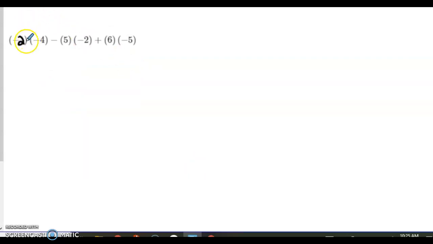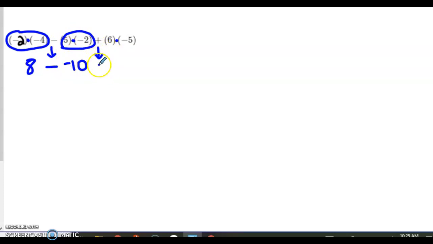Another simplified question. So here we go. Since there's no sign between these two, that actually means that we're multiplying. Again, here there's no sign, so that's multiplication. And here, that's multiplication. So here we go. -2 times -4, that's going to give us a +8. I'm just going to bring that sign straight down. 5 times -2 is going to be a -10. I'm going to bring this sign straight down. 6 times -5 is going to be a -30.